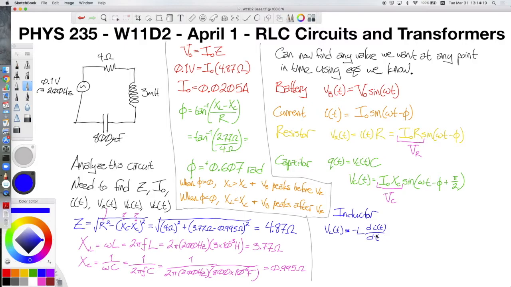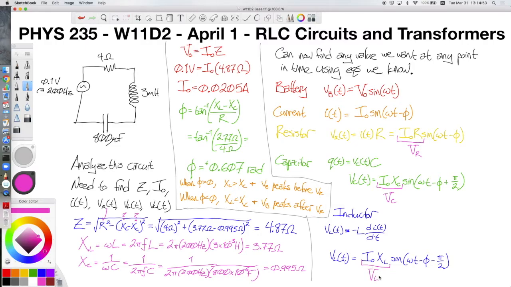By working through that derivative and then converting the cosine that we get to a phase-shifted sine, we eventually get that the voltage across the inductor as a function of time is equal to I naught times X sub L times sine of, again, omega t minus phi, this time with a minus pi over 2. And just like before, I naught times X sub L is just that vector capital V sub L that we saw in our phasor diagram.